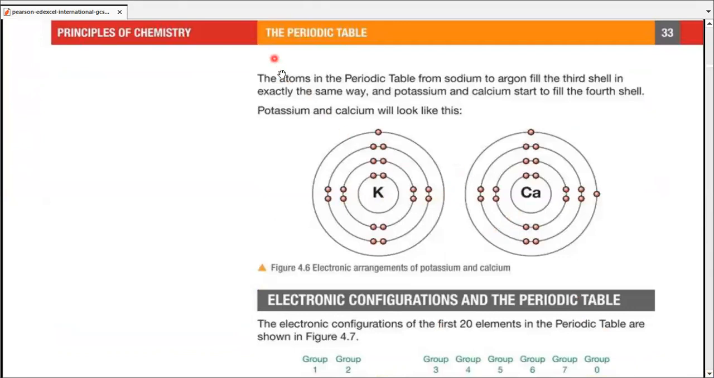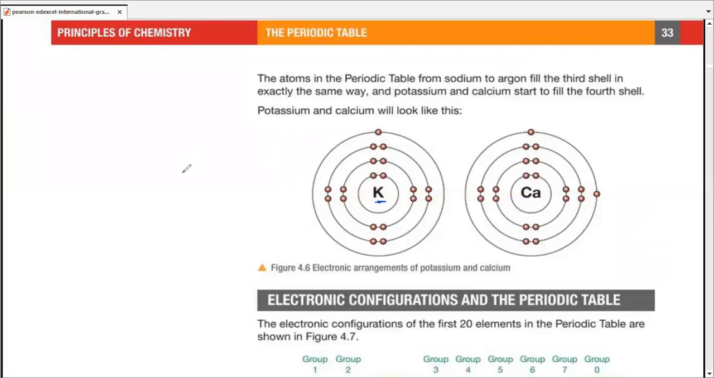For example, if we move to the 4th period, we have potassium as an example. Now, if I ask you to work out the electronic configuration from this diagram, how would you write the electronic configuration of potassium? Write, not draw.